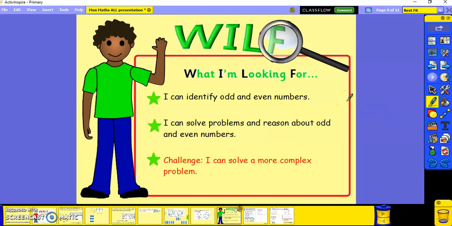So today, what am I looking for? I'm looking to see if you can identify odd and even numbers. So can you spot them? I can solve problems and reason about odd and even numbers. So you can solve a problem and explain your thinking involving odd and even numbers. And then the final one is I can solve a more complex problem, because our problems get gradually trickier today.